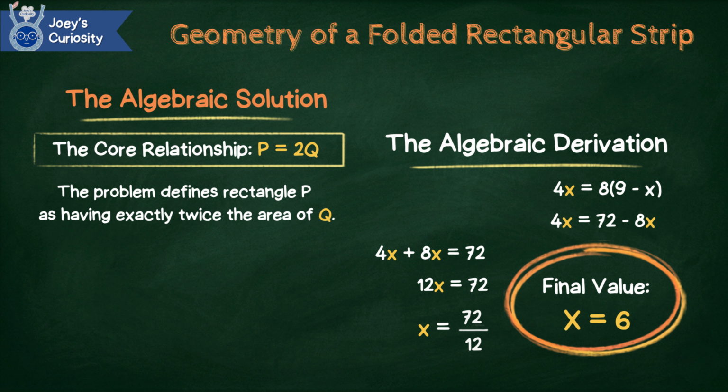Finally, we solve the puzzle using basic algebra. The problem states P is twice the size of Q. So we set up our equation: 4x equals 2 times 4 times (9 minus x). Let's walk through the quick mental math. Simplify the right side to 8 times (9 minus x), which just becomes 72 minus 8x. Moving all your x's to one side gives us 12x equals 72, meaning x is exactly 6.